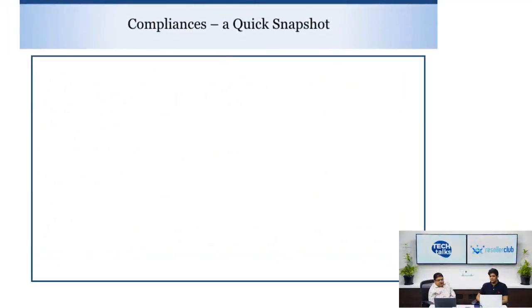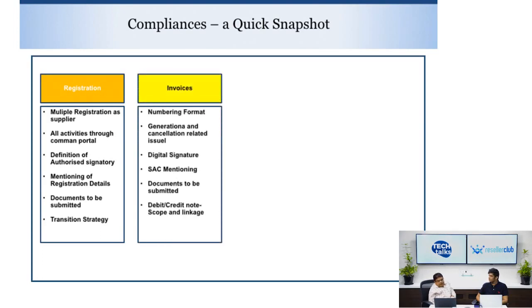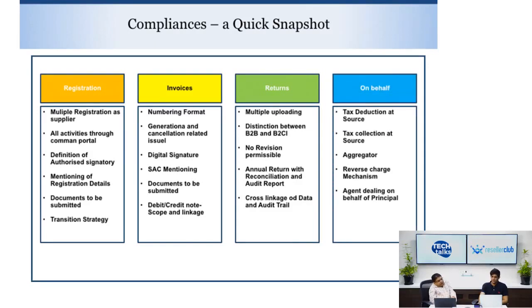My last slide speaks about the compliance requirements: compliance on the registration side, on the invoice side, on the return side, and compliance like TDS and TCS. The major changes I would like to highlight are on the invoice front, where invoices have to be serially numbered, digitally signed, and have to mention the place of supply and the GST ID of the supplier. If it is a supply to a registered customer, it has to mention the GST ID of the customer as well.